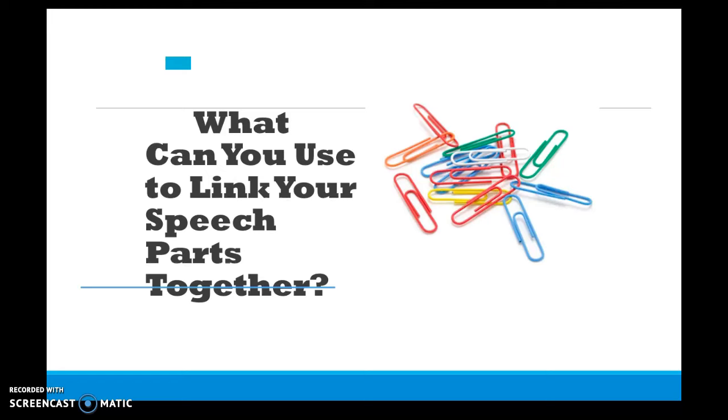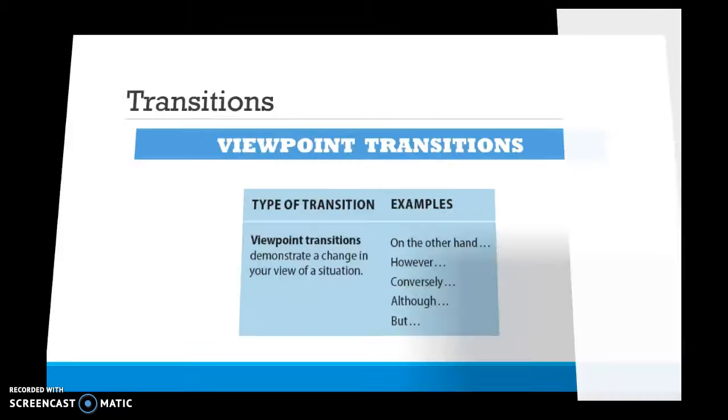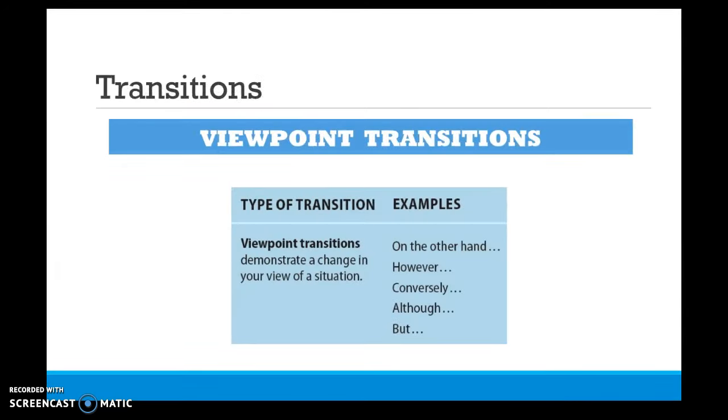So what can you use to link the parts of your speeches together? I want to briefly talk about transitions. And then in the next PowerPoint, you'll learn about what you are transitioning from. So transitions are what you use to link the parts of your speech together. A transition is a word or phrase signaling the movement from one point to the other. Specific types of transition include time transitions. Time transitions are words or phrases that demonstrate a passing of time. You also have viewpoint transitions. These are transitions that demonstrate a change in a view or situation.